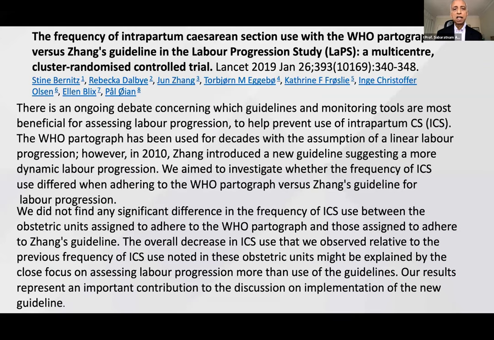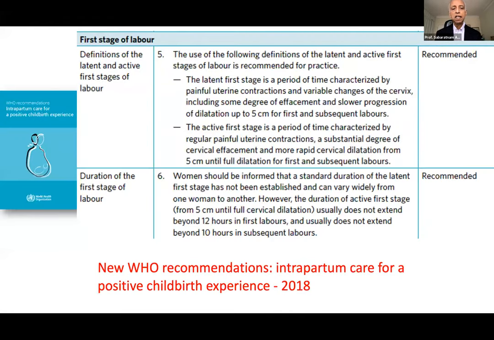Now, what about this study by Zhang et al? Zhang decided to join a Norwegian group and do a randomized control study comparing the WHO partograph with Zhang's guidelines, and they didn't find anything. So we did not find any significant difference in the frequency of intrapartum cesarean section between obstetric units adhering to WHO partograph or Zhang's guideline. So in other words, although Zhang had started 5 centimeters and then plot, you'll get a better outcome, it did not show an outcome. So in other words, partograph alone does not improve the outcome, whether you use Zhang or WHO or any other partograph. So this is the latest recommendation by the WHO in 2018 following the study.